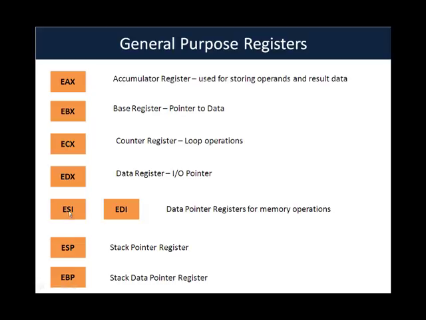ESI is more of the source index. EDI is the destination index. ESI and EDI are basically data pointer registers used for various memory operations, more generally used for string operations. ESP is the stack pointer register. Now, ESP always points to the top of the stack. If you don't know what the stack is, we'll deal with that in the next couple of slides. EBP is nothing but the stack data pointer register.